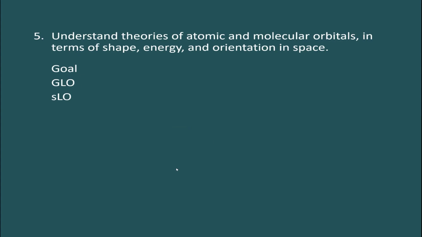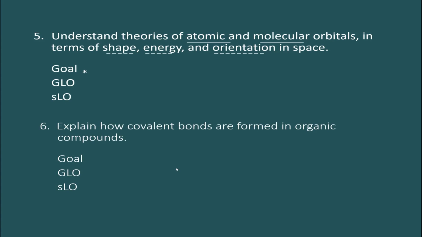Okay, how about number 5? Now, there's a lot of stuff in there, but the key word is understand, so we're at the goal level. And remember, if it's a goal, it can always be broken down. So in this case, we could understand theories of atomic orbitals or molecular orbitals. We could also break each of those down into questions about shape, energy, and orientation separately, and they would be SLOs. Number 6.